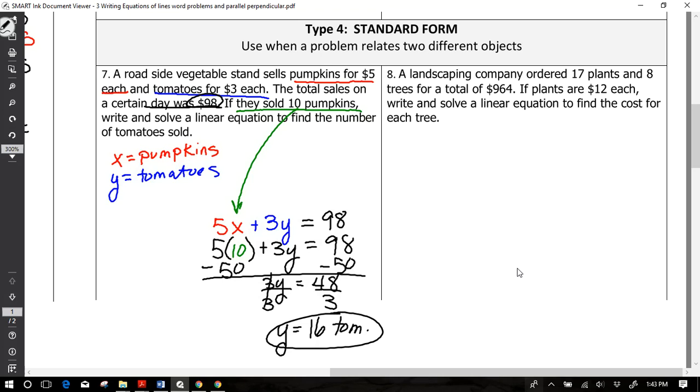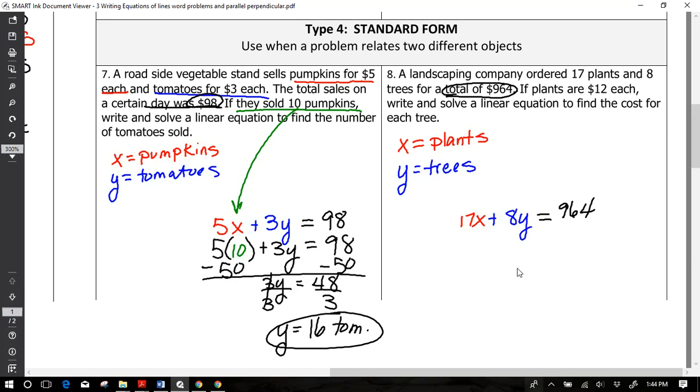And that's it. Here's what I want for you to do. I want you to try number 8 on your own. At the very least, please label what does X represent and what does Y represent. All right. And then if you feel comfortable enough writing the equation as well, go ahead and do that.